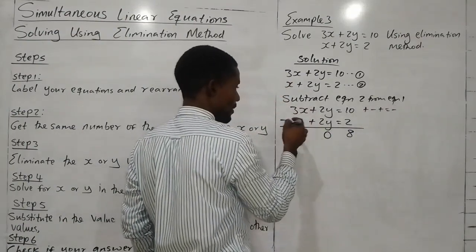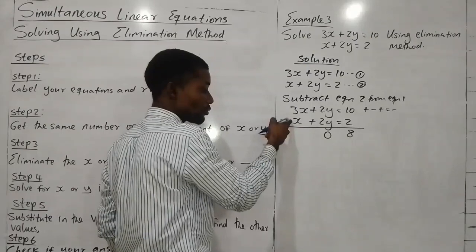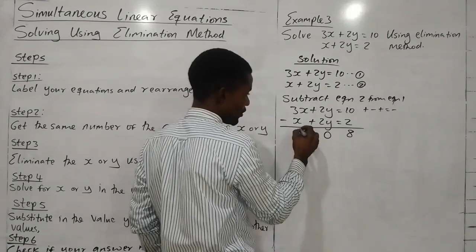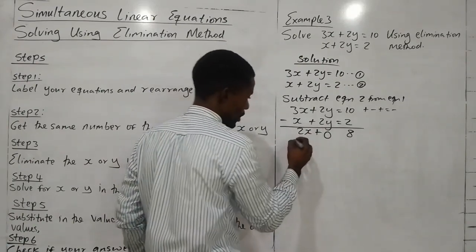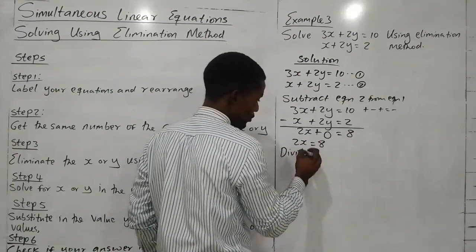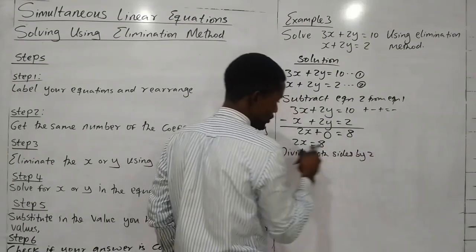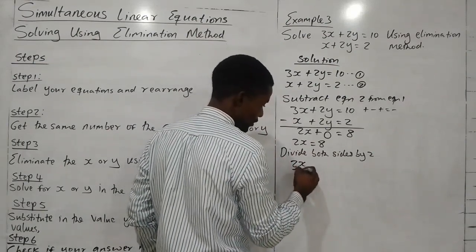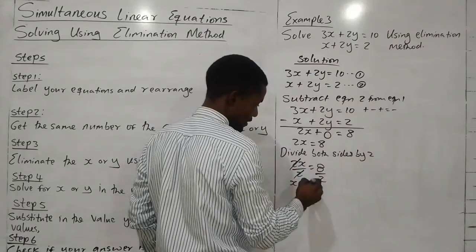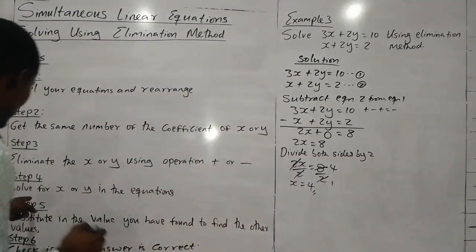So 3x minus x here. You need to take note that the coefficient of x here is 1. So we have 3x minus 1x. That will give me what? 2x. So I'll be having 2x equals 8. The next thing I need to do is to divide both sides by 2, which is the coefficient of x. So I have 2x over 2 equals 8 over 2. 2 here, so I have x equals, 2 here 1, 2 here 4. x equals 4.